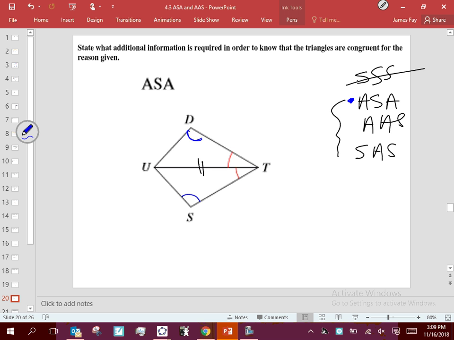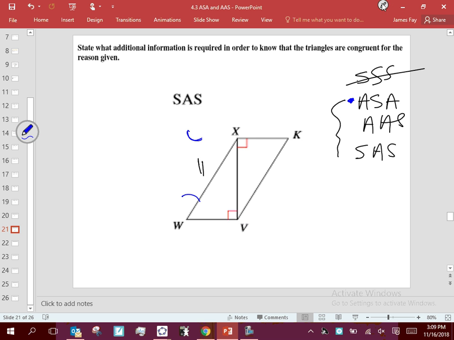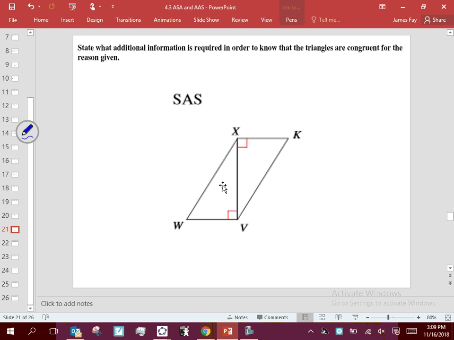If I ask you, let's do one more of these. All right, if I want that one, right now I've got that information, right? I got side XD congruent to itself. I got the right angles congruent. So what is the next part that needs to be congruent so I can use side-angle-side? Okay, but which side? Okay, not the hypotenuse. So WV needs to be congruent to KX, right?